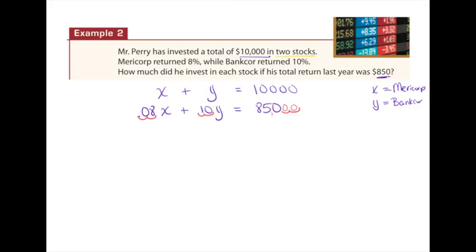Now, I personally would also solve this by elimination, but you can solve by substitution. If I look, I have something rather simple. This Y would be easy to get rid of. I can multiply this entire top equation by -10, multiply the X by -10, multiply the Y by -10, multiply the 10,000 by -10. All right. So that's personally how I would solve this.